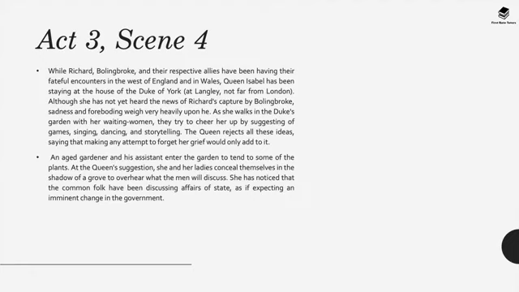An aged gardener and his assistant enter the garden to tend to some of the plants. At the Queen's suggestion, she and her ladies conceal themselves in the shadow of a grove to overhear what the men will discuss. She has noticed that the common folk have been discussing affairs of state, as if expecting an imminent change in the government.